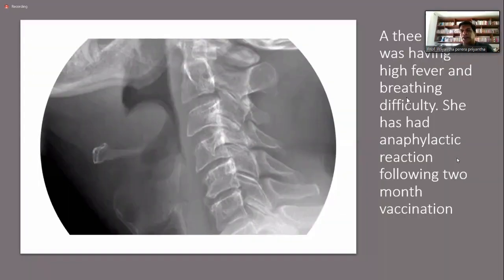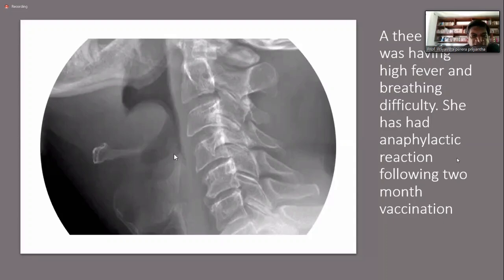So this is an X-ray from a 3-year-old girl having high fever and breathing difficulty, and she has an anaphylactic reaction following the 2-month vaccination. So, what is the diagnosis? Thumb sign in acute epiglottitis. Good. The thumb sign in acute epiglottitis, right?